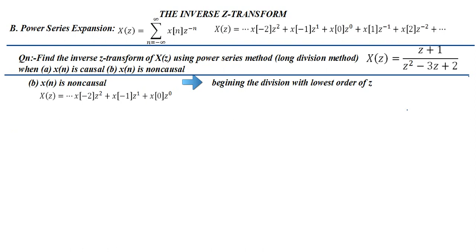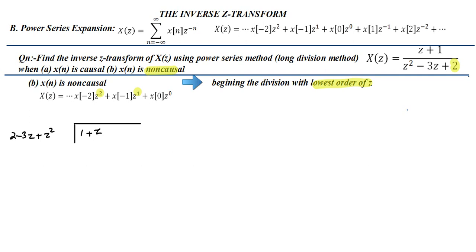Here again we need to perform the expansion for the anti-causal signal. Here it is the non-causal signal we need to find. For the non-causal signal, the powers will be positive. So we need to use the lowest order first. Here the lowest order is 2 z raised to 0. So I need to write the equation like this: 1 plus z, and then rearrange the denominator as 2 minus 3z plus z square. I need to start with the lowest order.